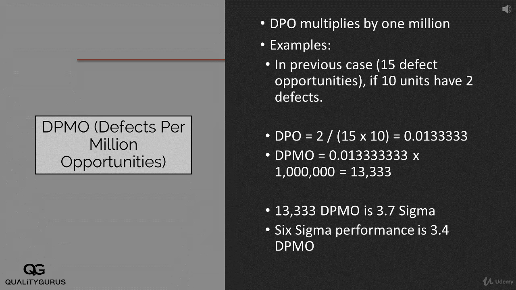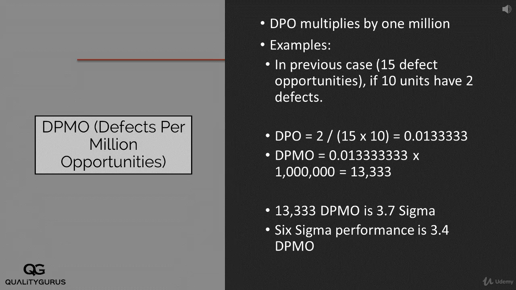So in the previous case, we picked 10 bottles. Each of these 10 bottles had 15 defect opportunities. But out of these 10 bottles, we just found 2 defects when we checked them. And based on that, we calculated DPO as 2 divided by 15 multiplied by 10, which came out to be 0.01333. Once we multiply this by 1 million, which we have done here, we end up with the DPMO as 13,333. This is DPMO.